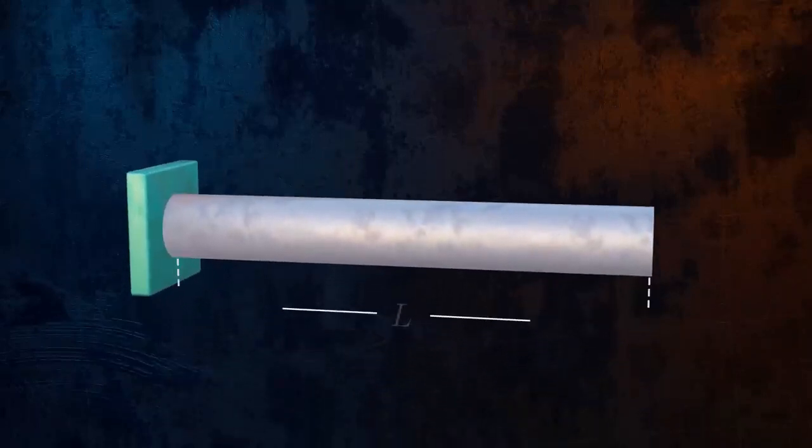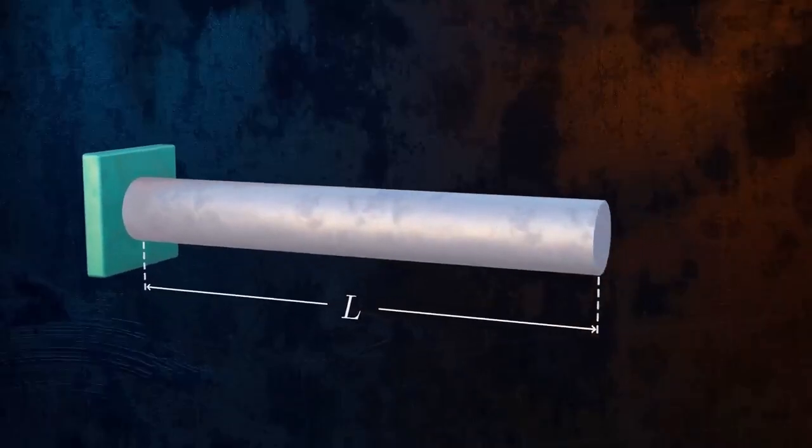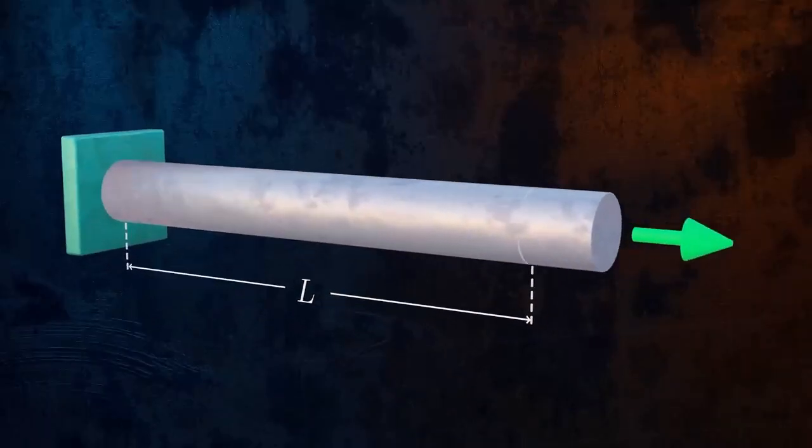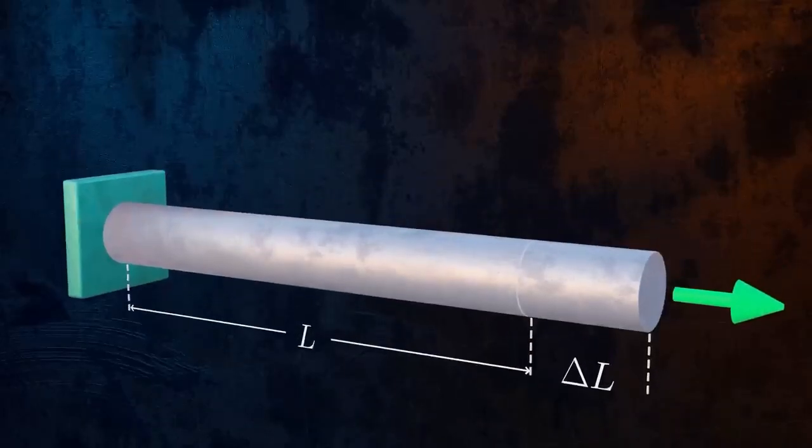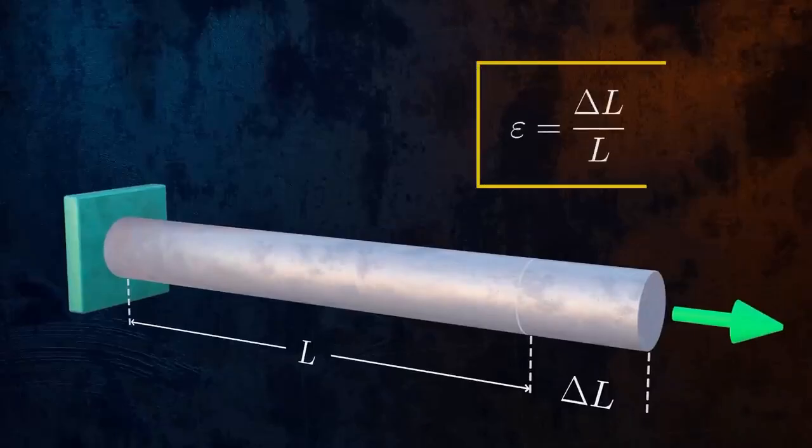If we fix our bar at one end and apply a force to the other end, the force will cause the bar to deform. The normal strain within our bar associated with this deformation can be calculated as the change in length of the bar, delta L, divided by the original length L. Strain is a non-dimensional quantity and is often expressed as a percentage. Normal strains can be tensile or compressive.